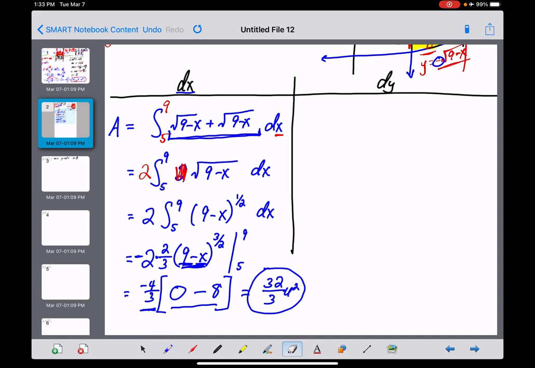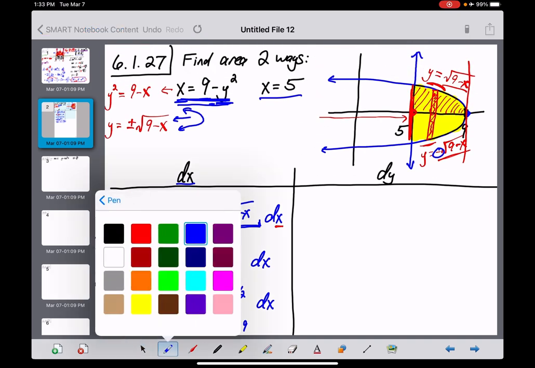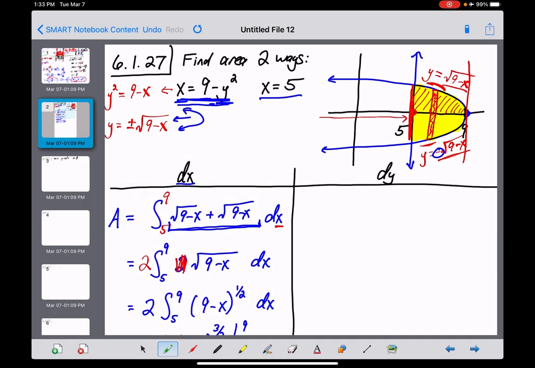Okay, now they wanted us to do the entire problem again a second way. We're going to do this one with respect to y. So let me shift colors on you here, guys. I'm going to go green with this one. And let's think about what this is going to look like if we start running our rectangles here horizontally. So there's one that I'm going to draw. Here's a second one. Here's a third one right here.